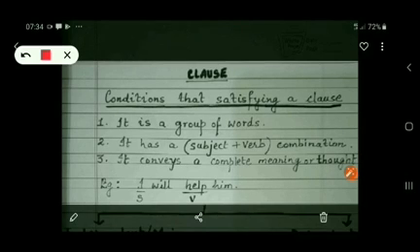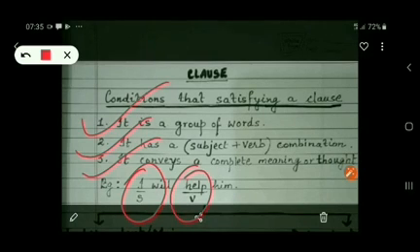A clause is a group of words. It has a subject-verb combination in it and it conveys a complete meaning, a complete thought, or we can say a complete idea. Right? Let's see the example also. I will help him. So you can see this group of words conveys a complete idea. In this you can see the subject-verb combination also and a complete information also. So we can say it is a clause.